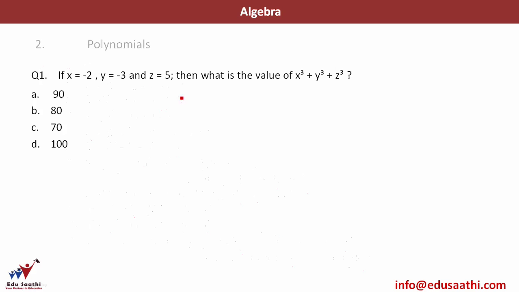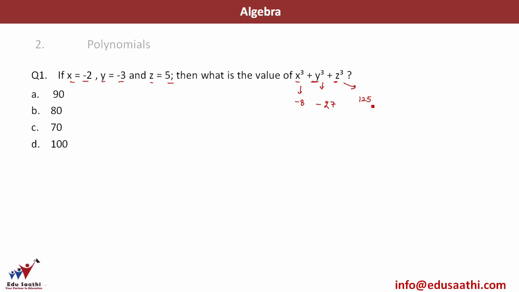So the first is, if the value of x is minus 2, y is minus 3 and z is 5, then what is the value of x cube plus y cube plus z cube? If you look at it, you can directly put in the values here. What is the value of x cube? X cube is minus 2 cube, which will be minus 8. Y cube is minus 3 cube, which will be minus 27. And z cube, 5 cube, which will be 125.